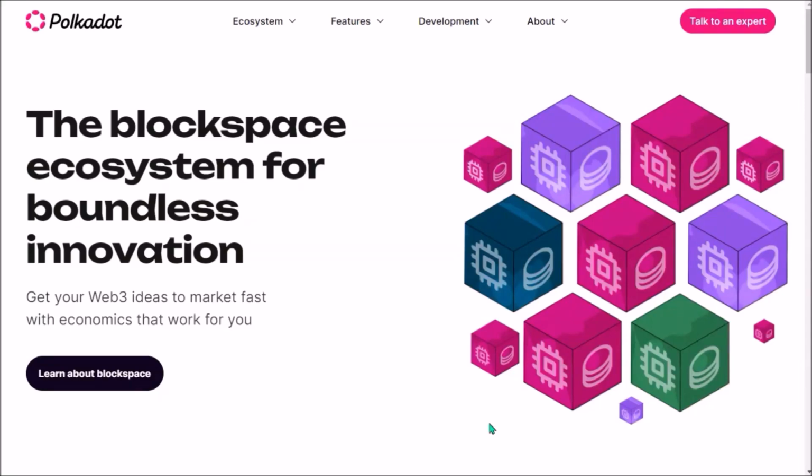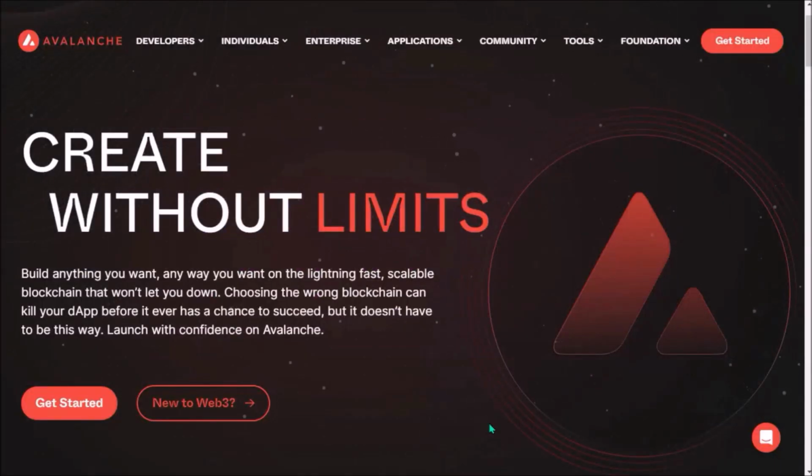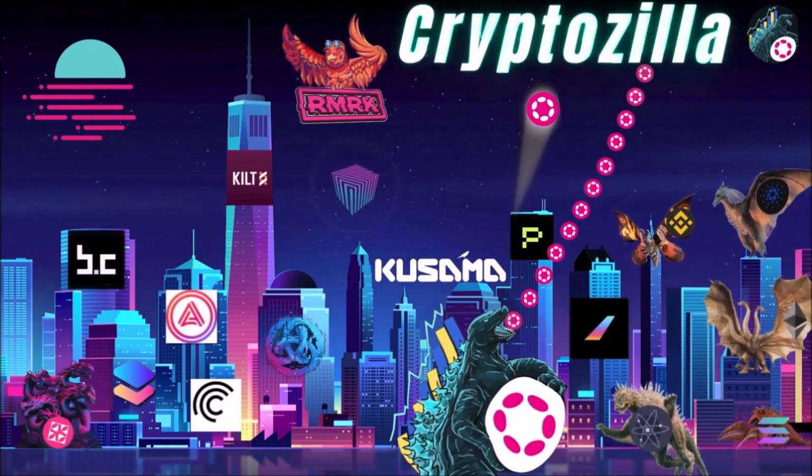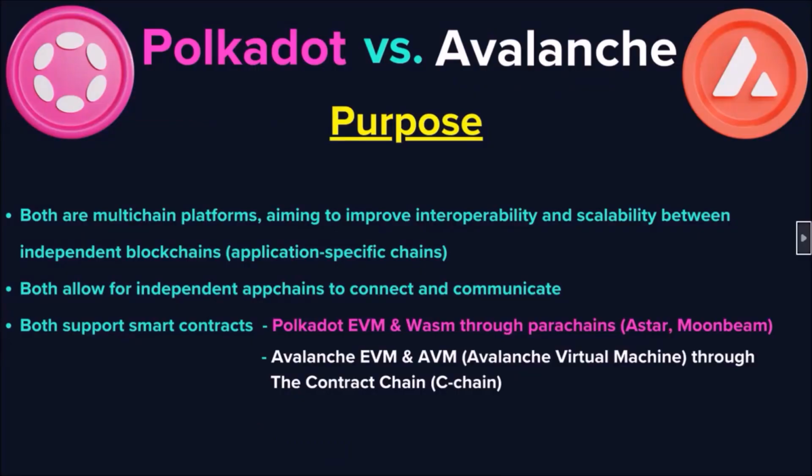Hello, today I'm going to compare Polkadot with Avalanche, as both networks share some similarities but are also quite different in several very important aspects. Let's start with the purpose of both protocols.